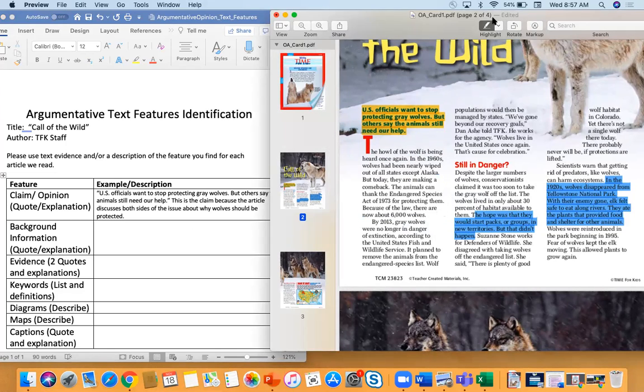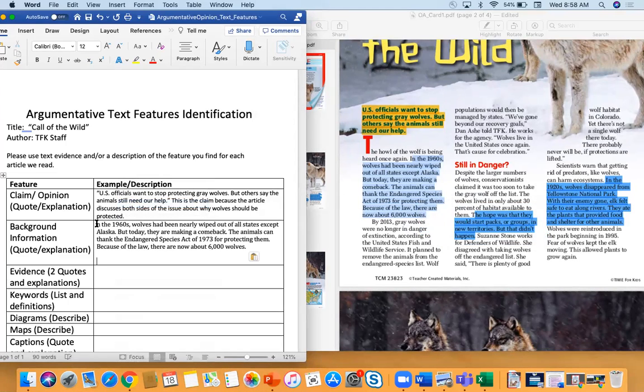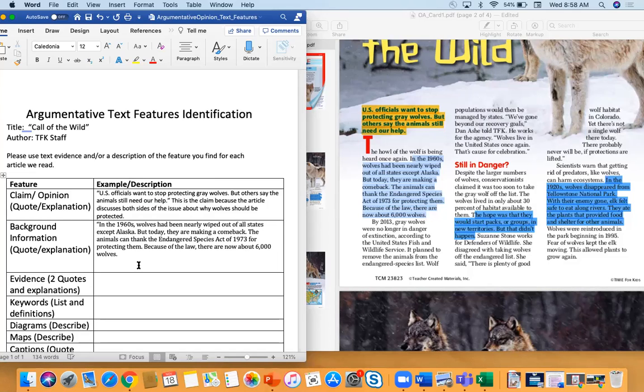What happened? Okay, I'm gonna take out the highlight tool. You gotta take out the highlight tool if you wanna copy paste. There we go. Turn off the highlight tool. Okay, so this is the history, right? Background information, background history.